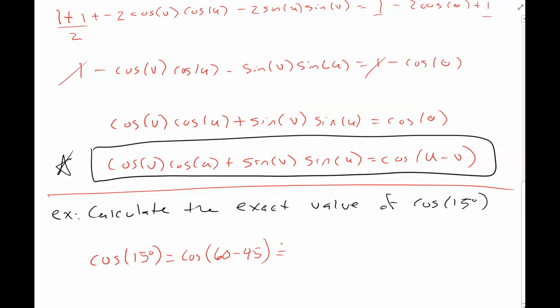Okay. So I'm going to rewrite 15 as 60 minus 45. So in my formula, the 60 is my U and the 45 is my V. So I'm going to have cosine 45 times cosine 60 plus sine of 45 times sine 60.